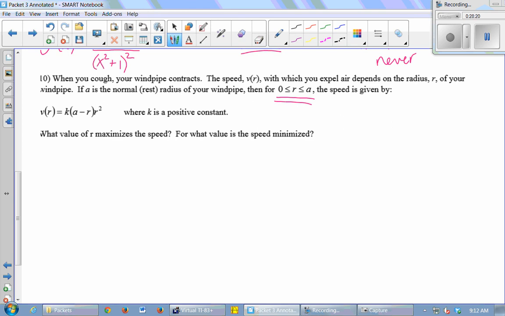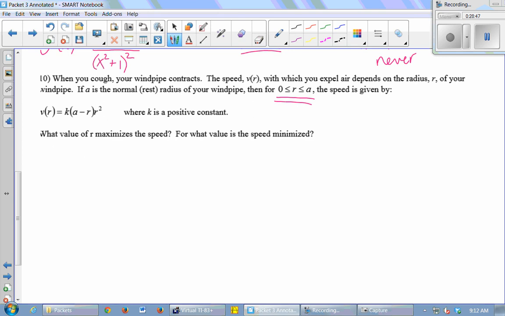So before you start working on it, what value do you think the speed is going to be minimized at? Slowest that air comes out. a, yeah, because you're not actually coughing, right? So it's going to be coming out at 0 or, yeah, it's got to be 0. Or some slow, regular breathing.